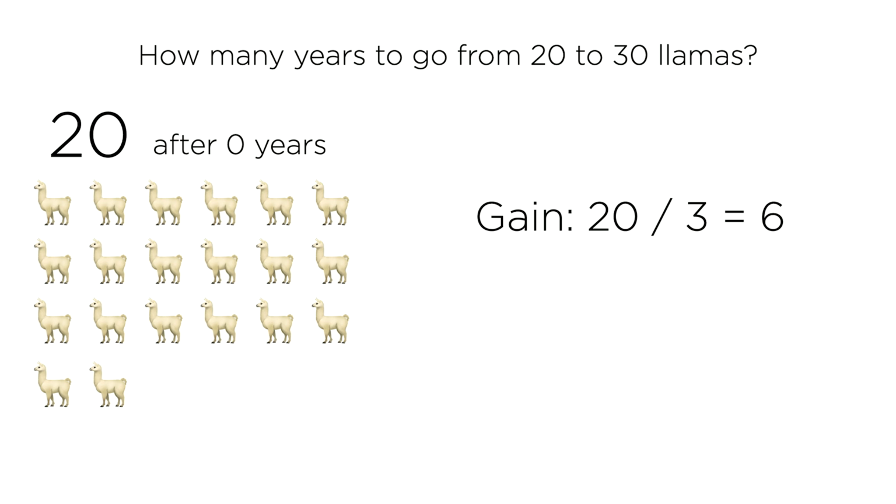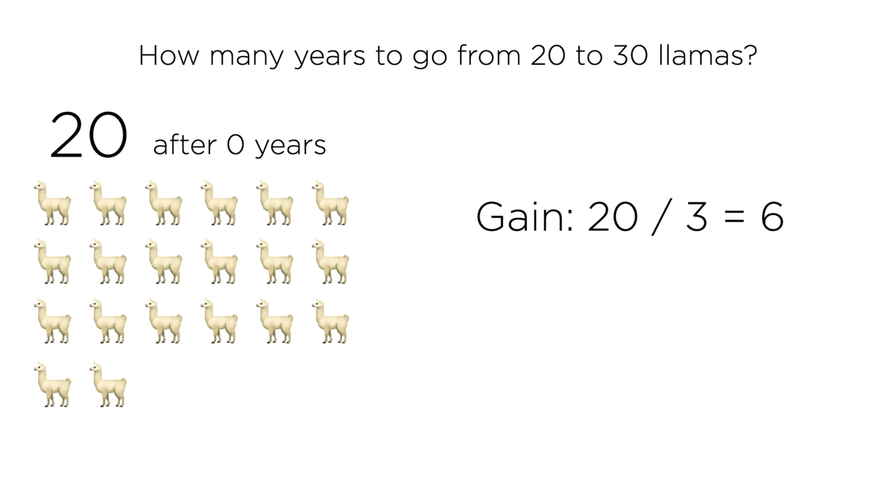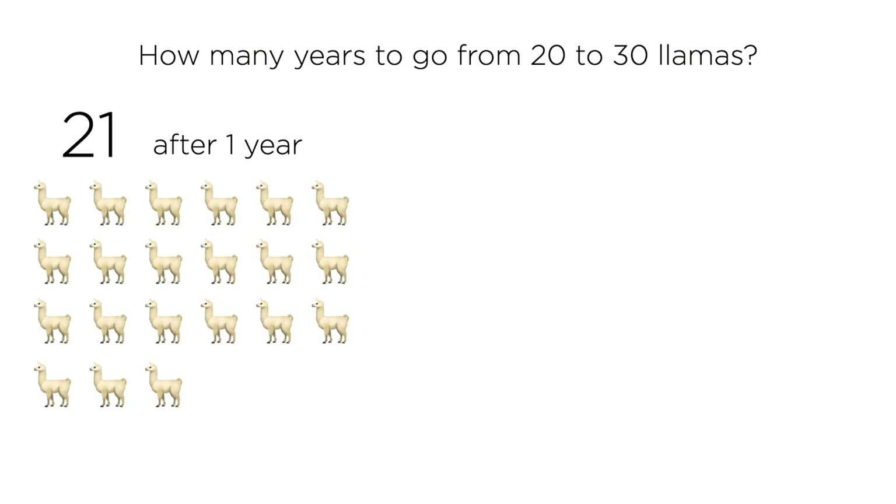The actual answer is going to be 6 point something, but because we can't have a fraction of an animal, we're just going to truncate whatever is after the decimal and say that we're gaining 6 llamas. And we're going to lose 20 divided by 4, which nicely equals 5 llamas. So after 1 year, we will now have 21 llamas.